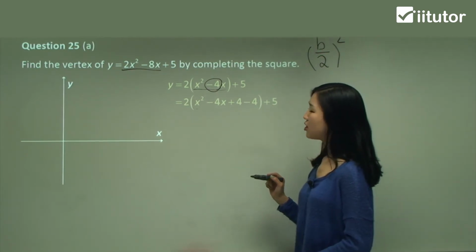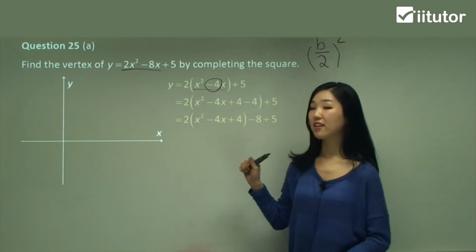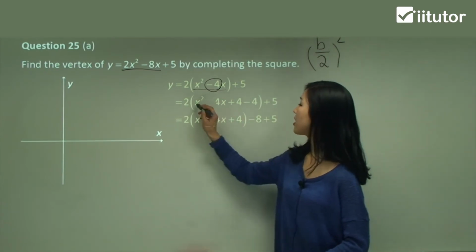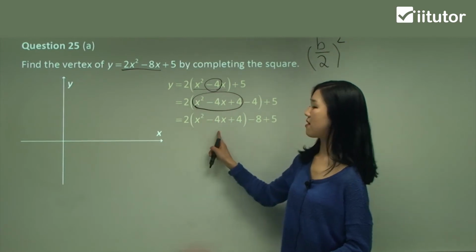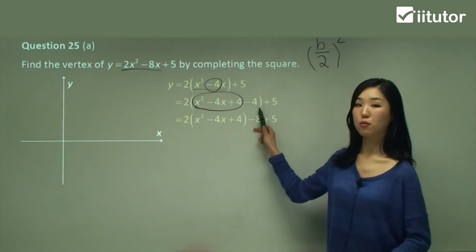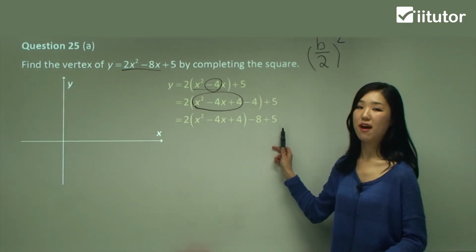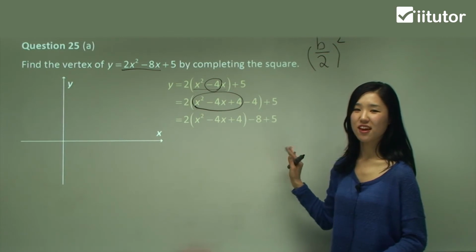So I'm going to do the same thing as I did in the previous question. I'm going to try to expand it out a little bit so I can keep the first 3 terms inside the bracket. And I'm just going to expand the 2 with the negative 4. So 2 times negative 4 is negative 8. And then plus 5, sorry, because I want to gather the constants together.